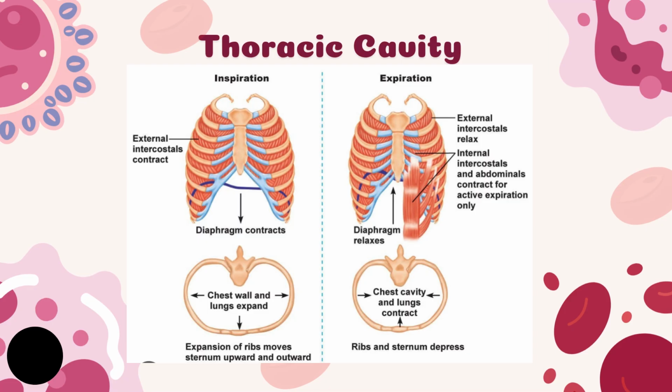This is a picture of the thoracic cavity. As you can see, when the diaphragm contracts, it goes down. The external intercostals contract during inspiration, which causes an expansion of the ribs, which move the sternum upward and outward. During expiration, the diaphragm relaxes, and the chest cavity and lungs contract. This causes the ribs and sternum to depress. The external intercostals relax, and the internal intercostals and abdominals contract for active expiration only.